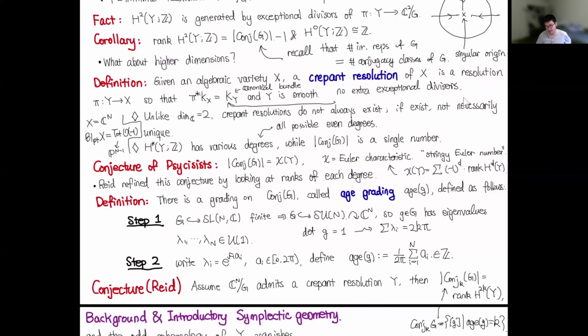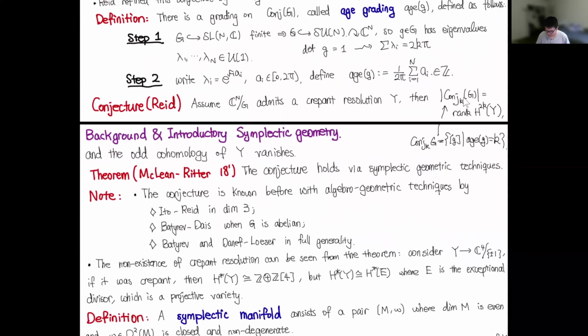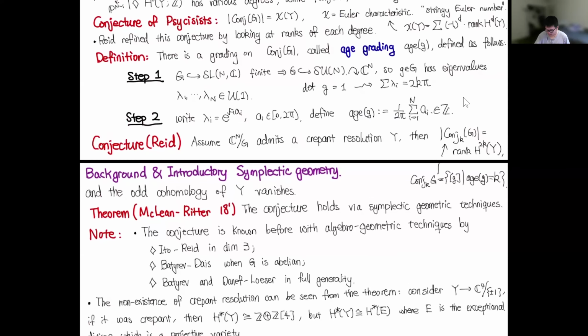And this is actually a theorem now, but this is the picture of the higher dimensional McKay correspondence. And this is a theorem we want to introduce, a result not by me, but by McLean and Ritter, saying that the conjecture holds. The conjecture is true if the crepant resolution exists. And the proof is purely a symplectic geometric proof.